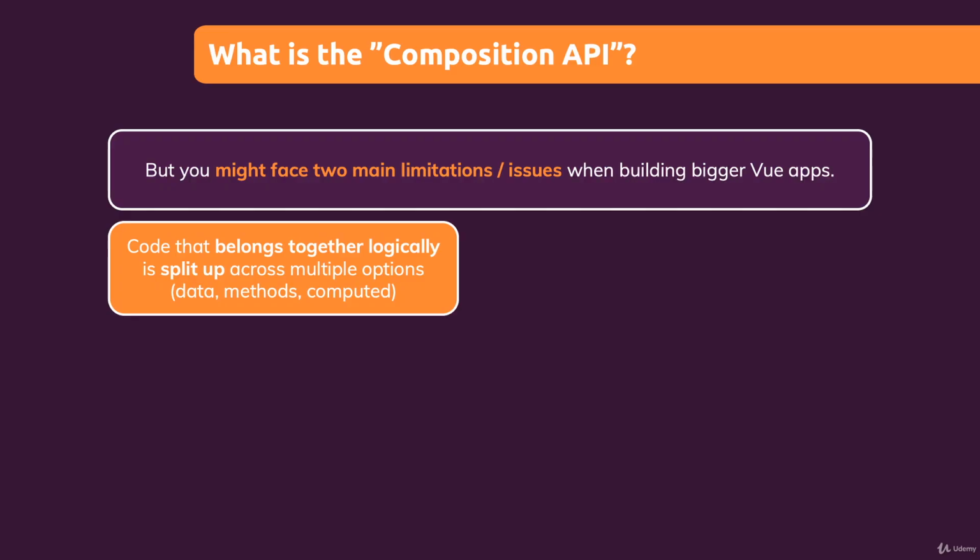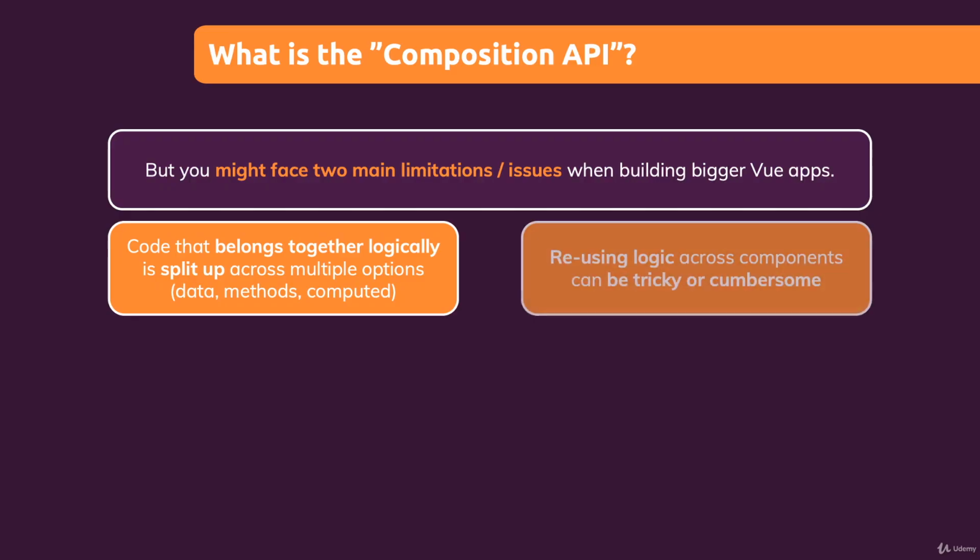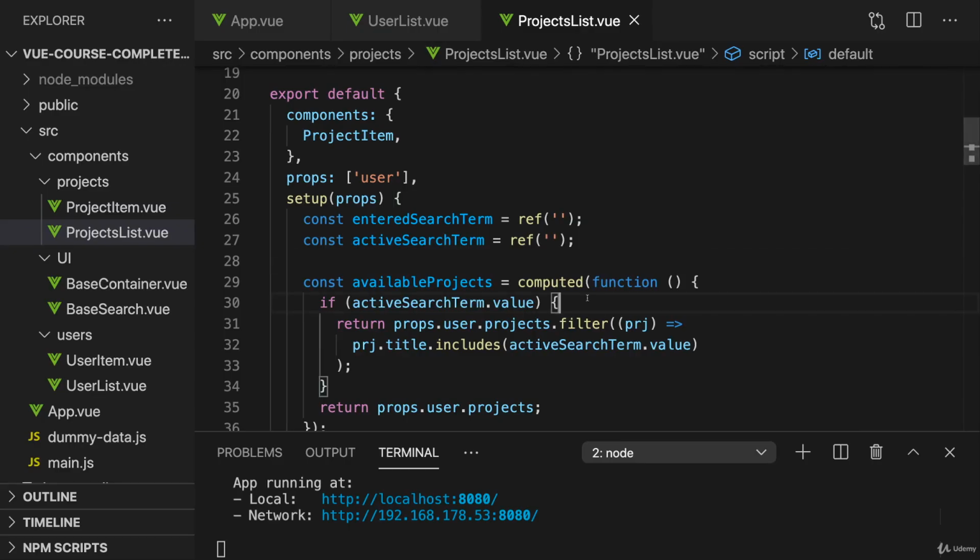I just want to come back to one thing real quick, and that is this second argument for using the Composition API. I mentioned that reusing logic across components can be tricky or cumbersome and could be easier when using the Composition API. Well, this is something we're not going to have a look at in this module, but instead in the next module, which will be about reusing code and logic in general, not just with the Composition API, but also still with the Options API, because the Composition API is just an alternative, not a must use.